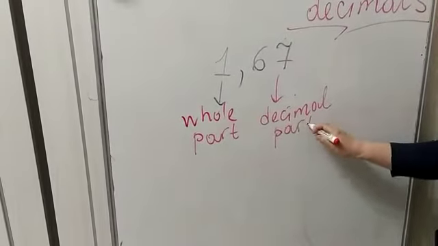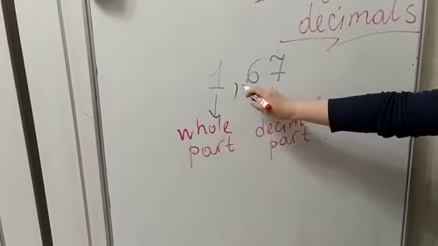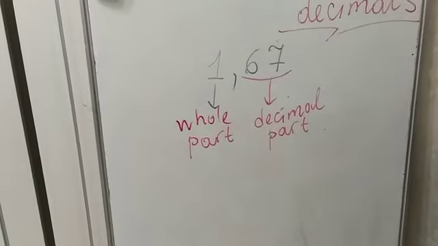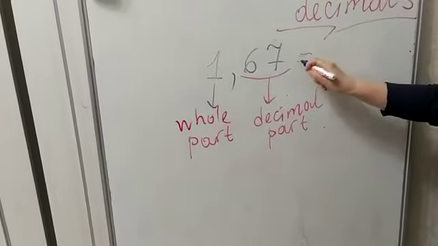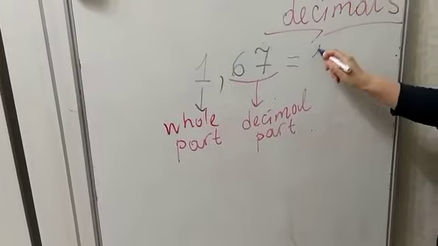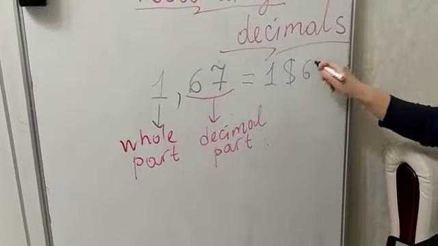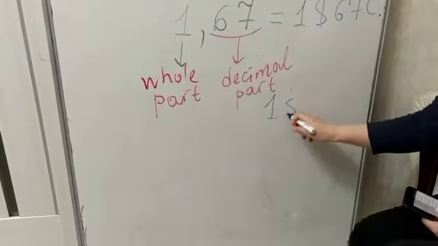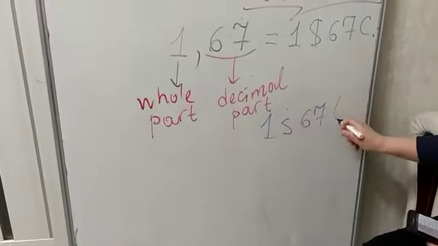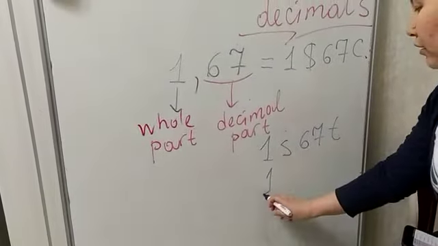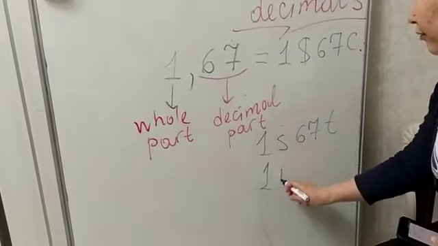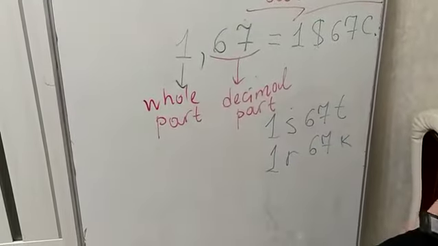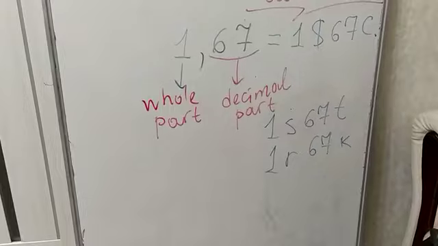Today we will work only with decimal parts. It means the numbers after the point. So how can we understand what 1.67 is? It's like $1.67. Sometimes it can be 1 som and 67 tyiyn, or for example 1 ruble and 67 kopeks. That's Russian currency.